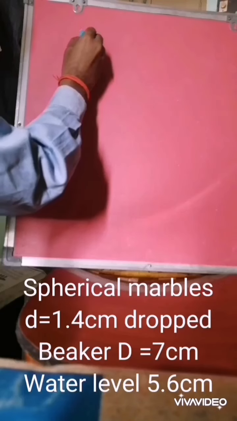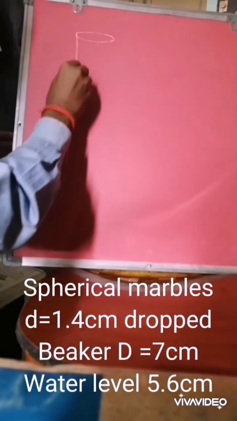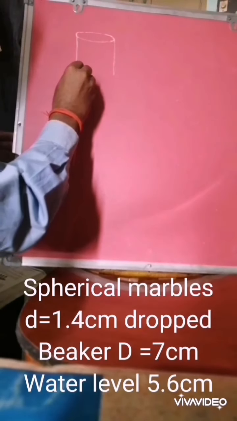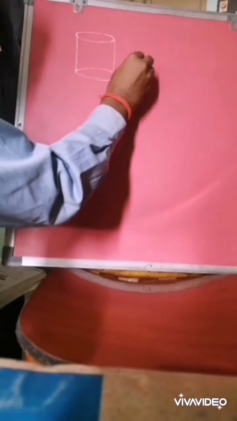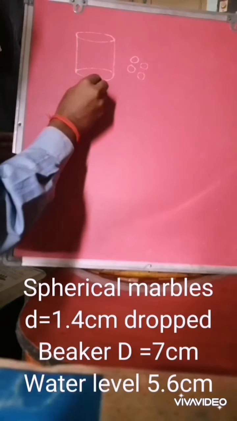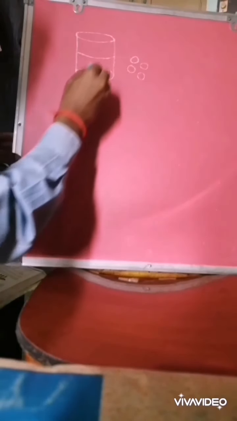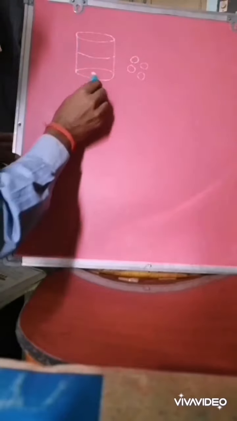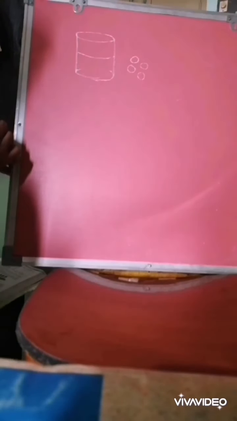The question is: spherical marbles are dropped in a cylindrical beaker. There is a cylindrical beaker, and in it spherical marbles are to be dropped. Initially, this cylinder is filled with some water. This is the water level. Up to this much water was there.